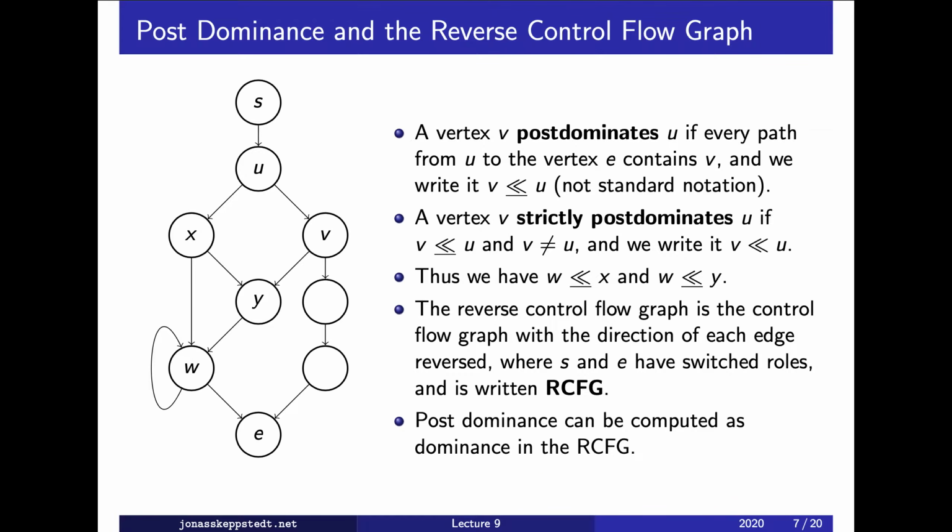A vertex V postdominates a vertex U if V is on every path from U to exit. And it strictly postdominates U if it postdominates U and V and U are different. So in this case, we can see that V does not postdominate U, since V is not on every path from U to exit, since we can go in this direction instead.